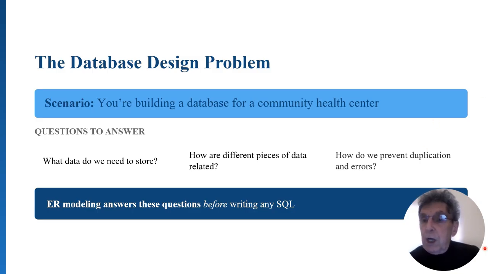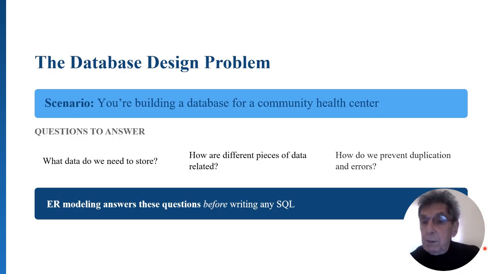Let me frame the problem we're solving. Imagine that you're tasked with building a database for a community health center, like our xHealth example. Where do you start? You need to answer several questions. What data do we need to store? Patient names? Sure. Well, what else? Visit dates, diagnoses, lab results, medications, insurance information? And then, how are the different pieces of data related? A patient has visits. A visit has diagnoses. A provider conducts visits. How do we represent these connections?